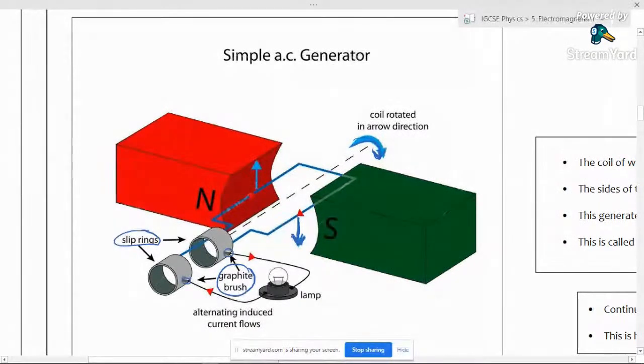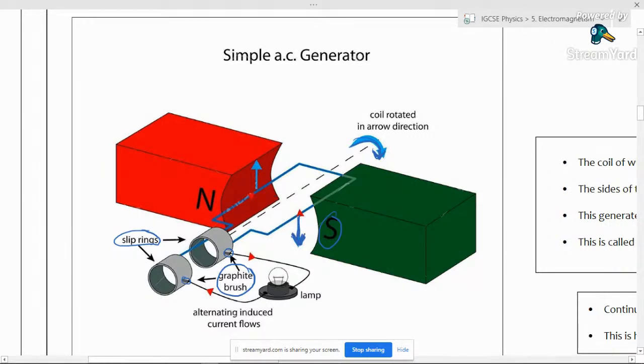using our right hand rule, remember, if you point your fingers from north to south, so hold your hand so that your fingers are pointing from north to south. So your fingers should all be pointing to the south. And then put your thumb in the direction that this part of the coil is moving. It is moving down. You can see that.